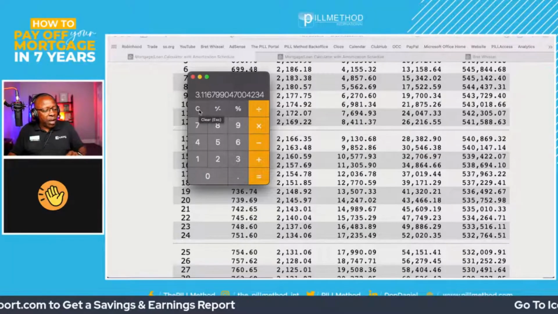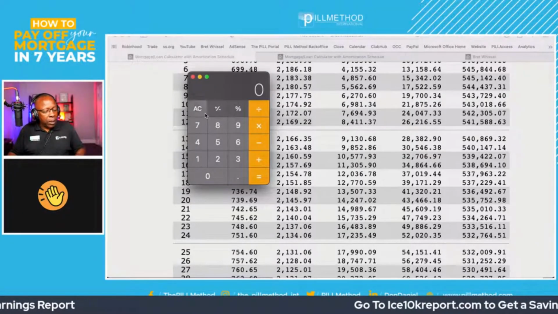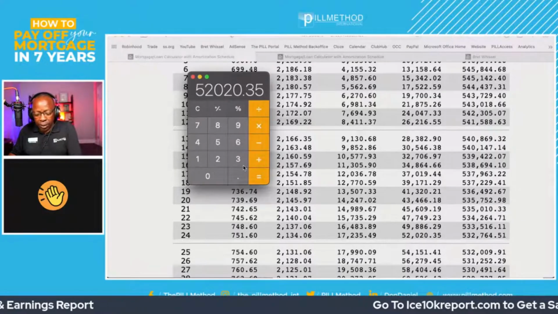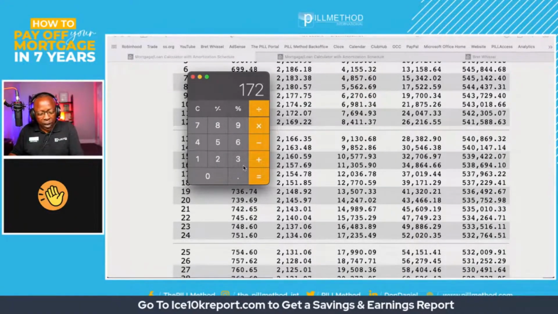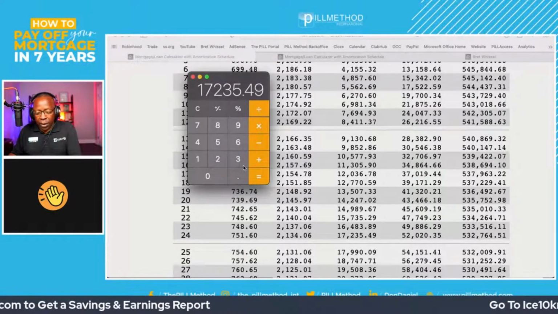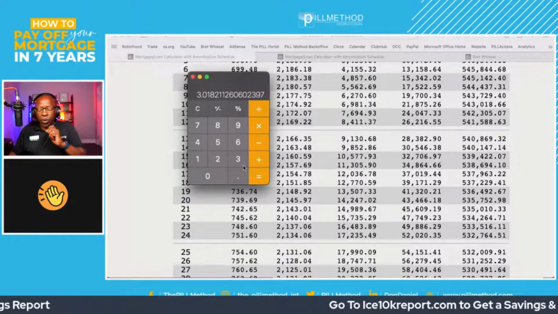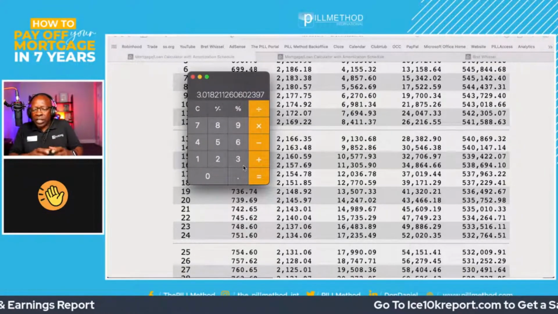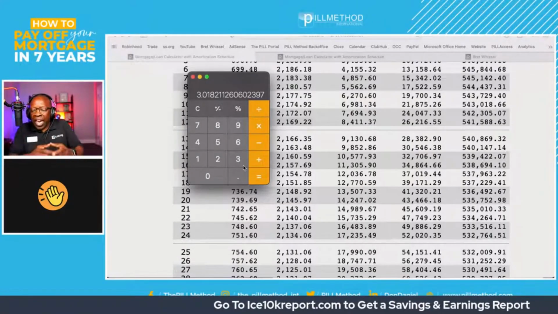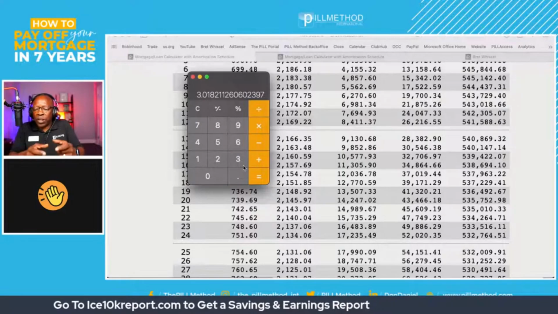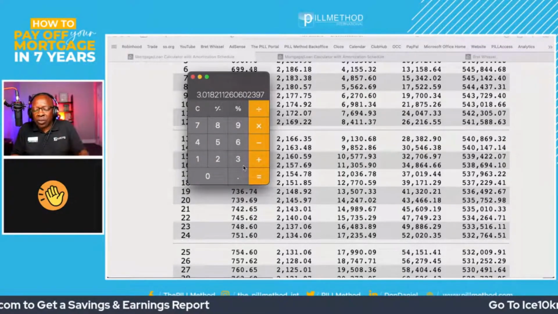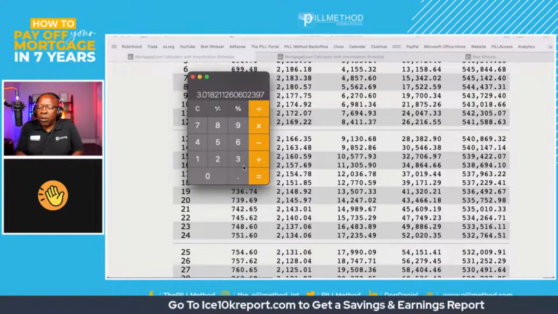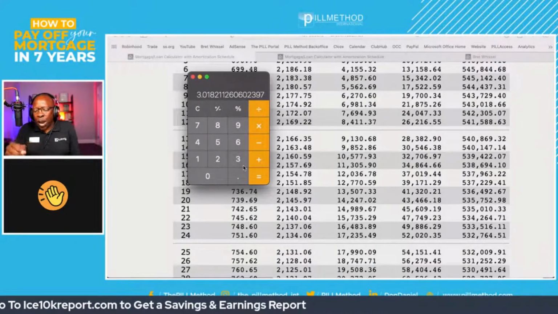Where we're going to put in, remember, it's $3.11. So we're going to put in $52,020.35. We're going to divide it by 17,235.49. And that equals $3 and a penny. I'm actually saving less per dollar. Okay. So what we want is to put the right amount of money on the loan at the right time to kill the maximum amount of interest per dollar. So if you could save $3.11 per dollar, should you ever accept saving $3 and a penny per dollar? No. So it's moving the right amount at the right time.